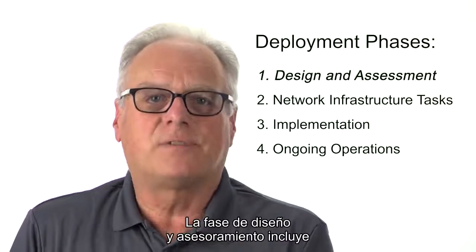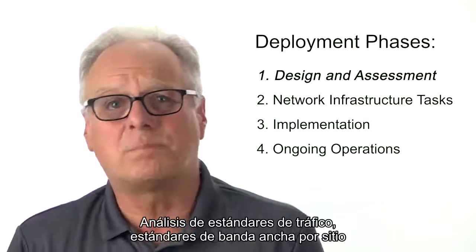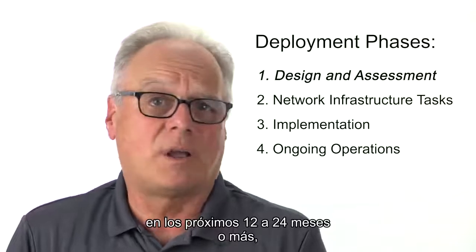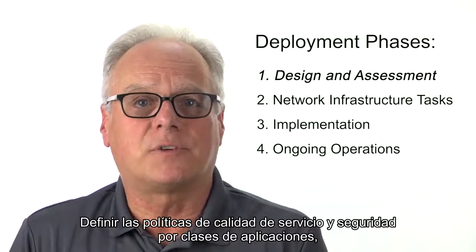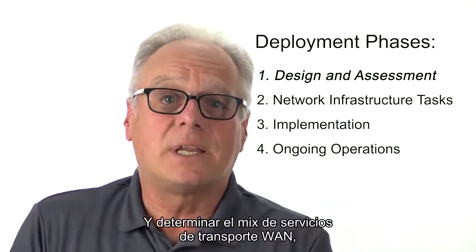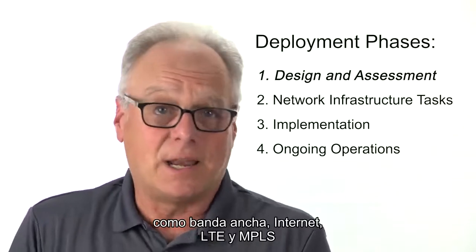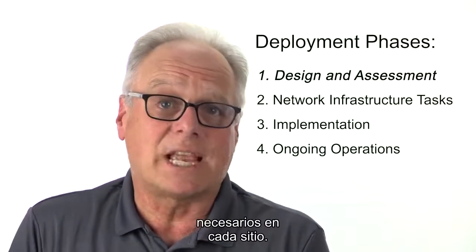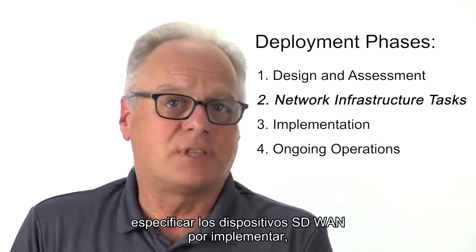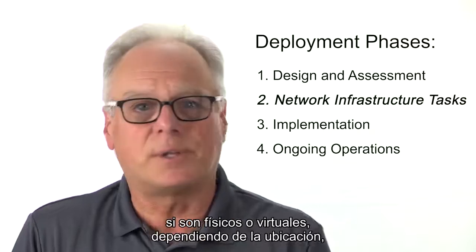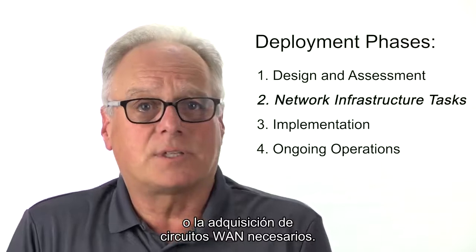The design and assessment phase includes all the planning and design activities for the SD-WAN, analyzing traffic patterns, bandwidth patterns by site over the next 12 to 24 months or longer, defining the quality of service and security policies for different classes of applications, and determining the mix of WAN transport services like broadband, internet, LTE, and MPLS services that are needed at each site. The network infrastructure tasks include specifying the specific SD-WAN appliances to deploy and whether they're physical or virtual, depending upon their location, ordering additional WAN circuits if necessary.